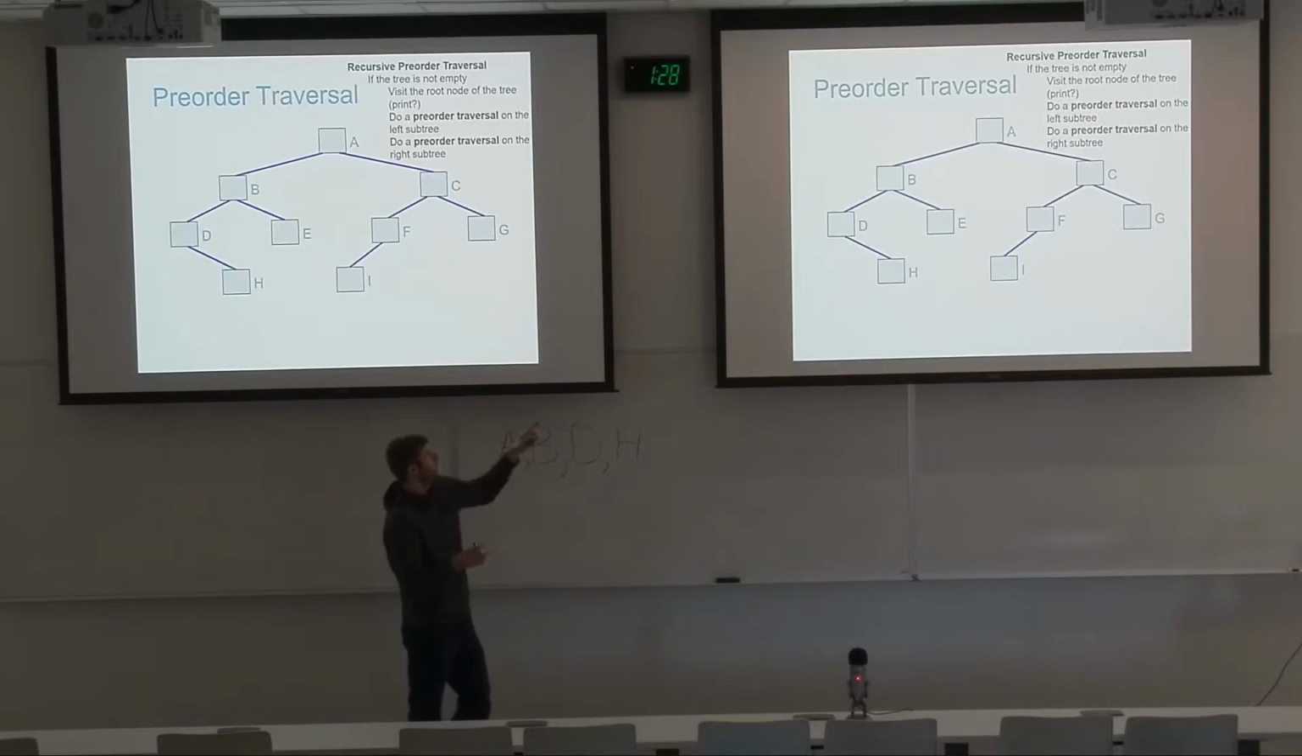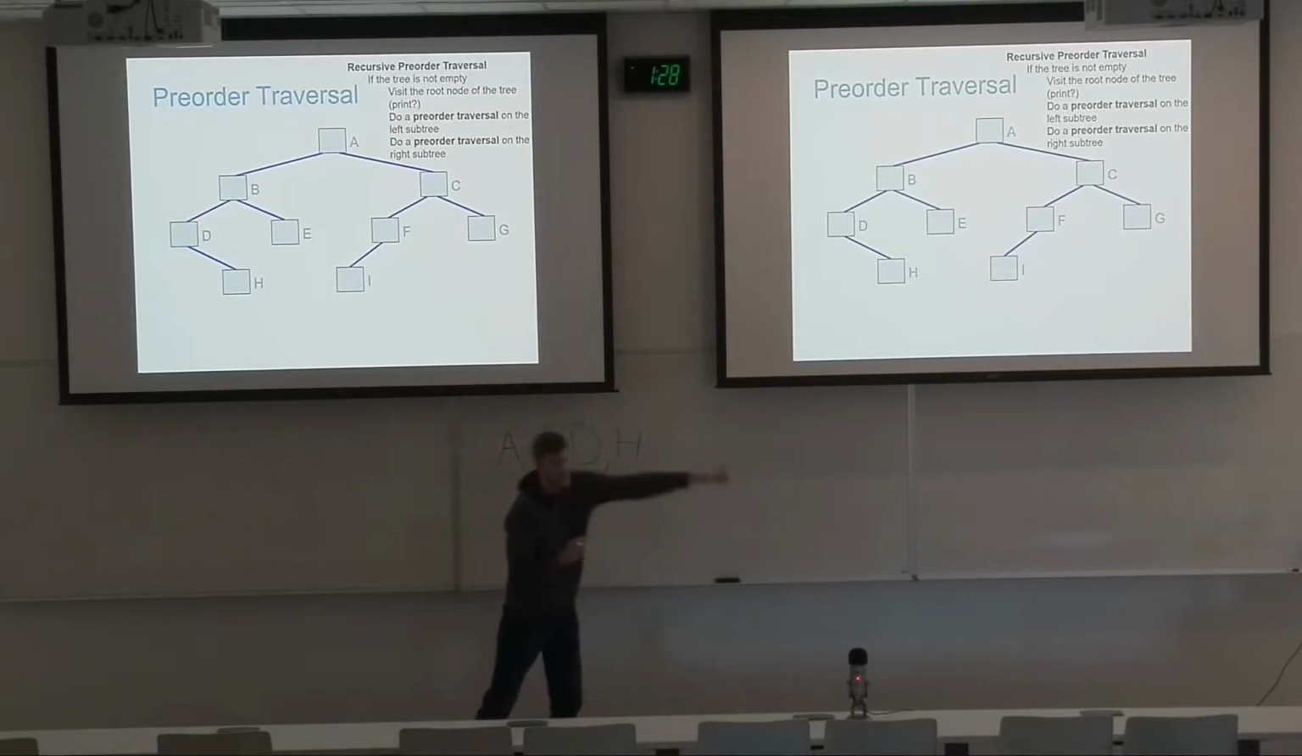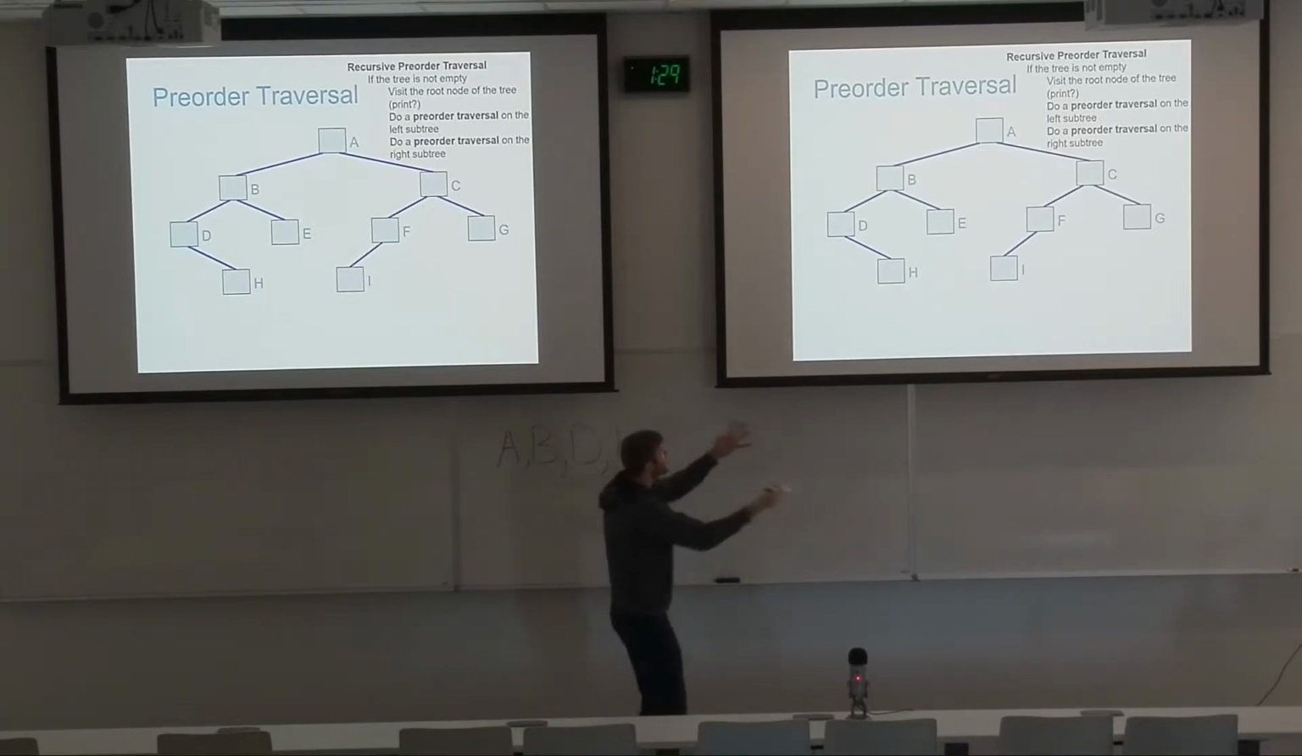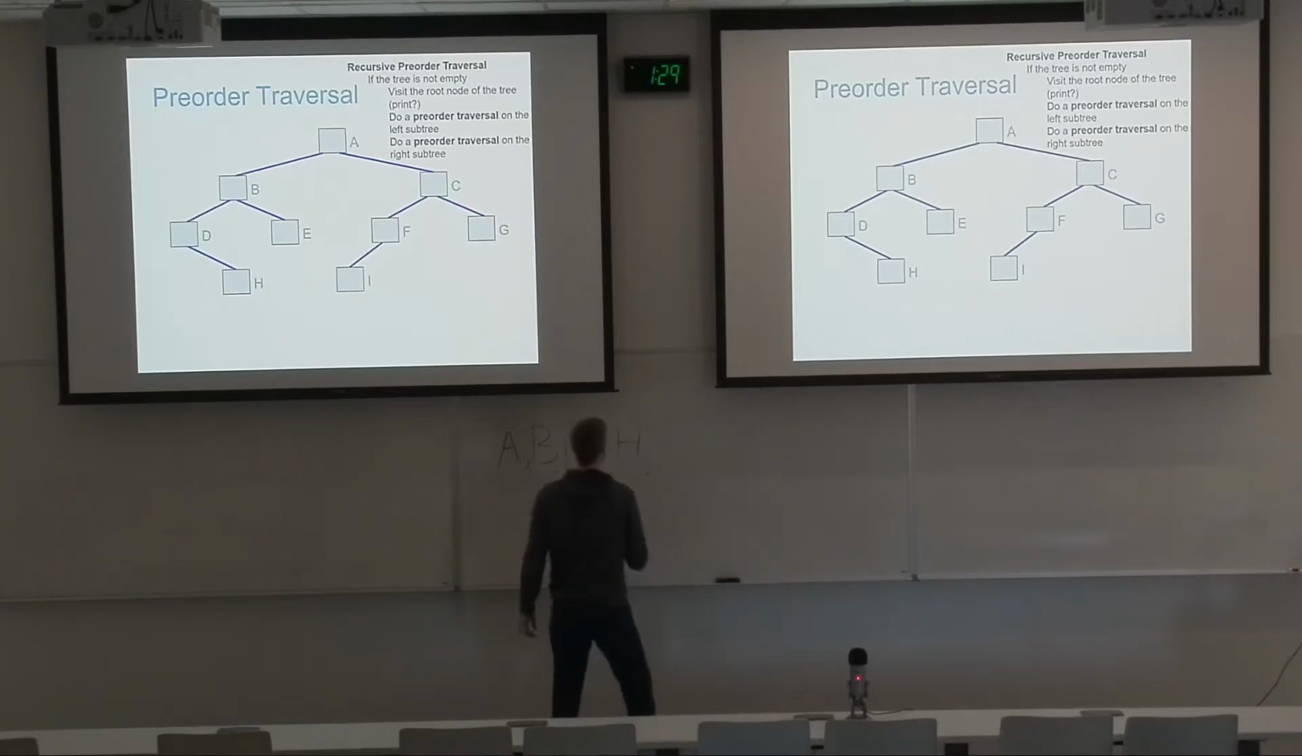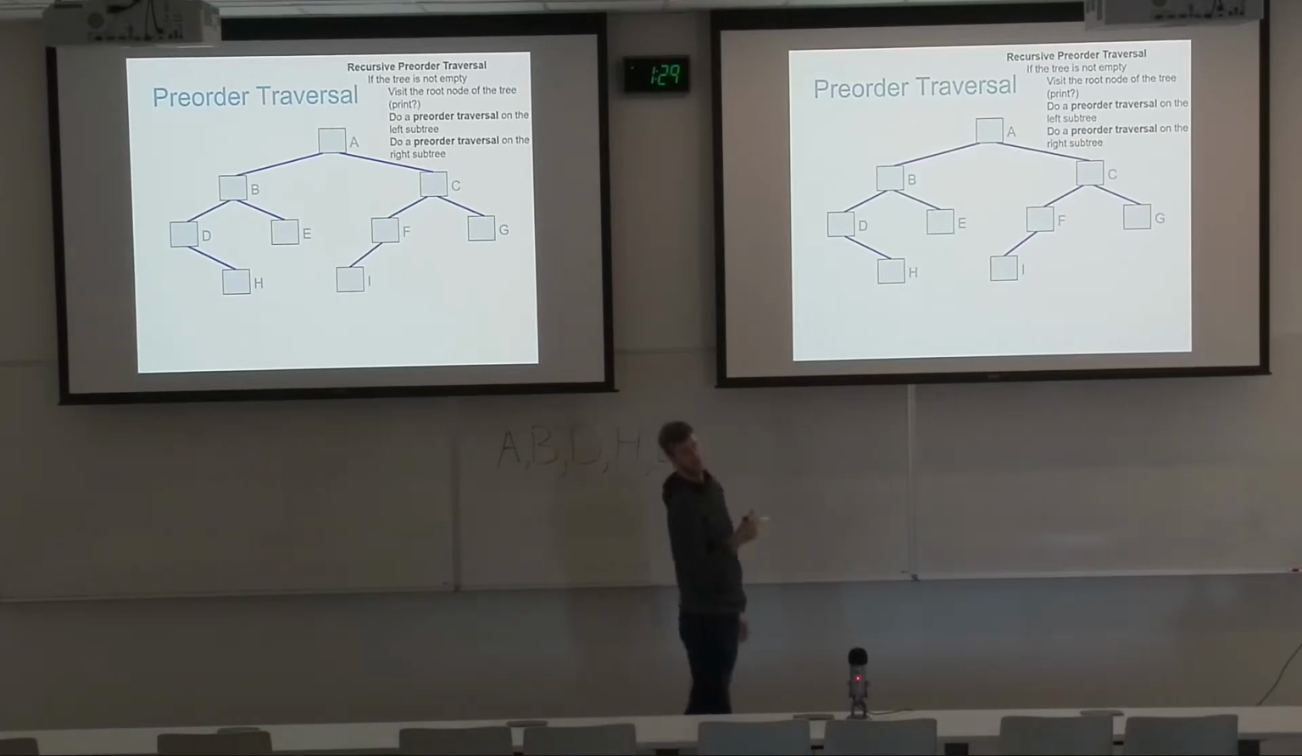So we return to B. Now we got to go to E, the right subtree of B, because we just finished the left subtree of B, which was the D one. So E, print out E. The left and right subtrees of E don't exist, we return, we go back to A. Now we're at A, which means we just finished printing out the whole left subtree of A, meaning now we need to do the pre-order traversal on the right subtree.